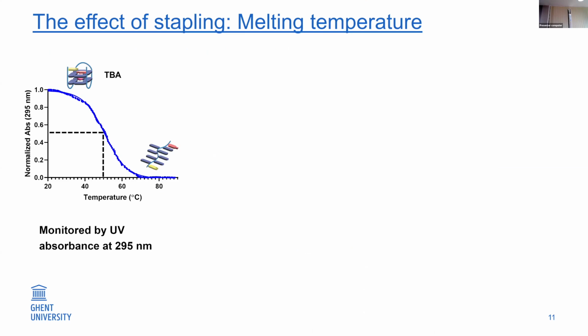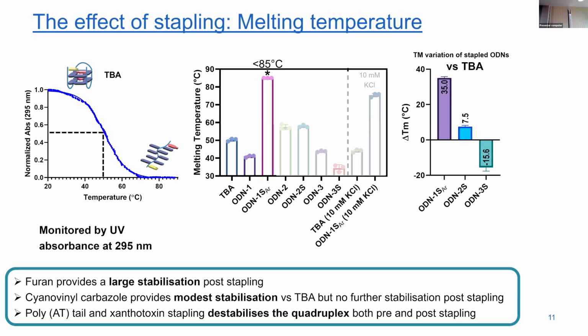We started with melting experiments at the beginning, and we monitored the thermal stability and what happens after the stapling of these structures. In the case of both furan and cyanovinyl carbazole, the stapling increased the thermal stability of the structure. And in the case of the xanthotoxin, the psoralen photocrosslinker, we have even a destabilization of the secondary structure. The reason why we have stabilization in these two cases is most likely because of the external aromatic system that we add, which will increase the stacking interaction and stabilize the G-quadruplex structure.